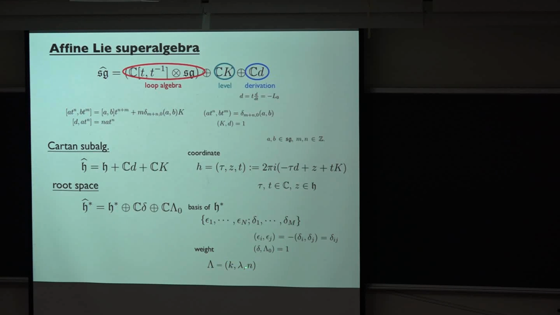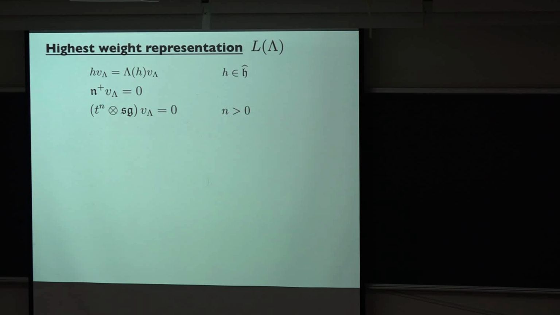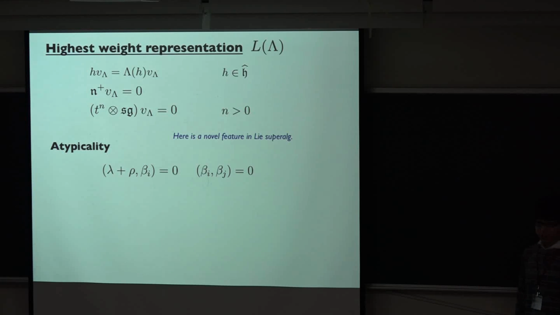K just corresponds to the level, omega naught. And lambda is just an element of the Cartan of the finite superalgebra, and n is just a quantum number of the derivation d. Then we can think of the highest weight representation of the algebra. This is a well-known affine Lie algebra. But a new feature actually comes from the existence of this particular loop. This is known as the isotropic loop. They are actually commuting with each other.